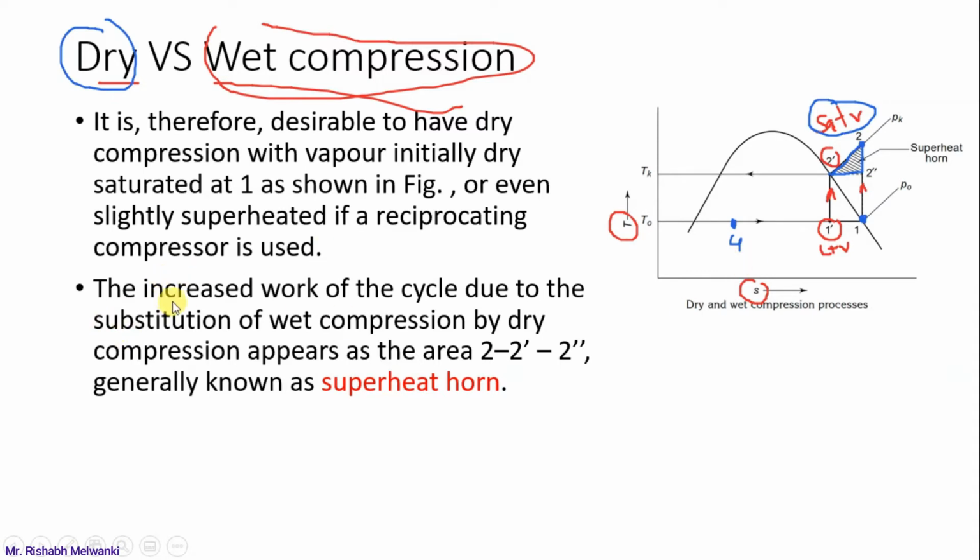Okay, now what happens because of this? There is increased work in the cycle. So there is increased work of the cycle due to substitution of wet compression by dry compression, which appears as the area. Here the area has been shown as 2, 2 dash, 2 double dash. Now this area is called the superheat horn.